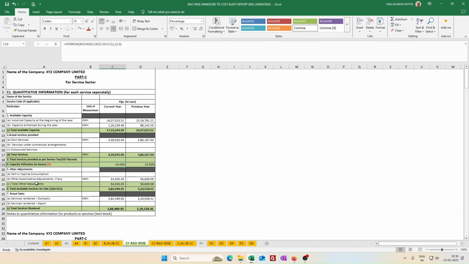And this is the other quantitative adjustment. That means distribution loss. In this case, this is the distribution loss. And service of the domestic, how this is a sale. So after adjustment of distribution loss, total available quantity for sale is 3,84,499 and actual sale is 3,84,499. This is the way of presenting the quantitative details as per annexure C1, or in case of manufacturing unit, it is B1.